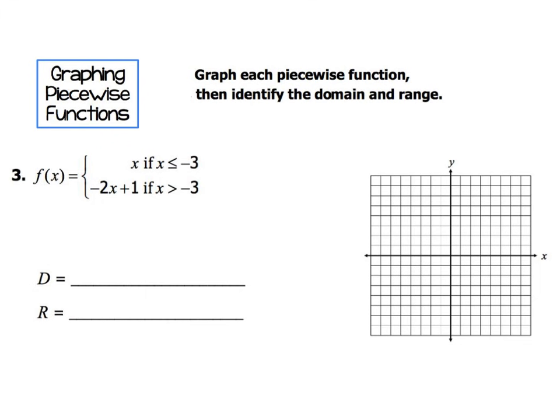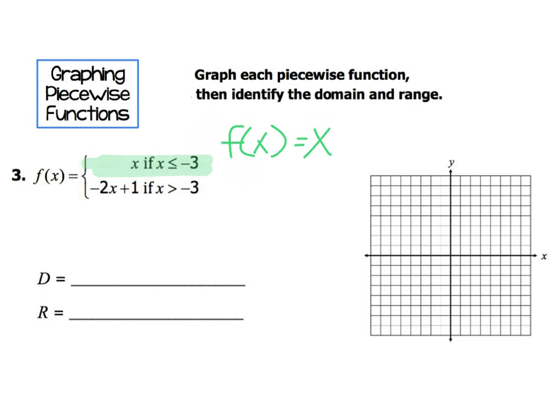Alright, so now we're going to talk about how we graph piecewise functions. Our goal is to graph each piecewise function, then identify the domain and the range. We're going to start with our piecewise function, and we're going to start with the first one. So the first part of our piecewise function is this right here. Alright, so we're saying f of x equals x.